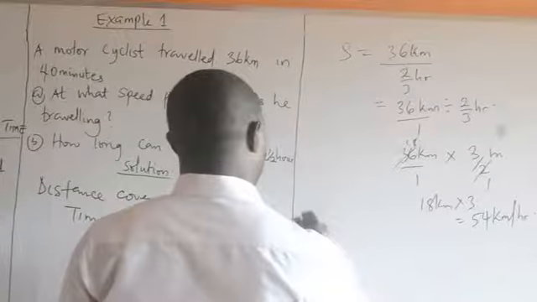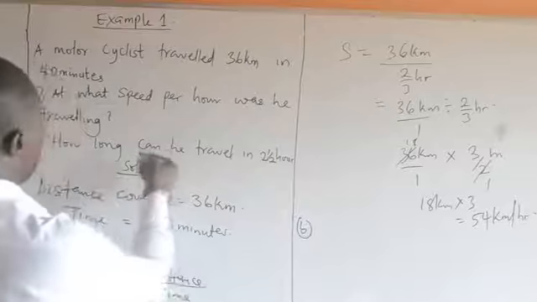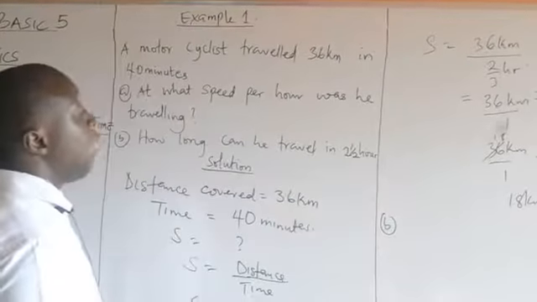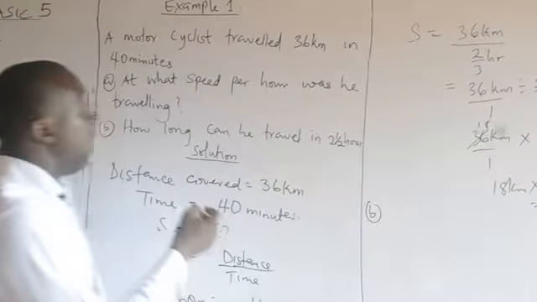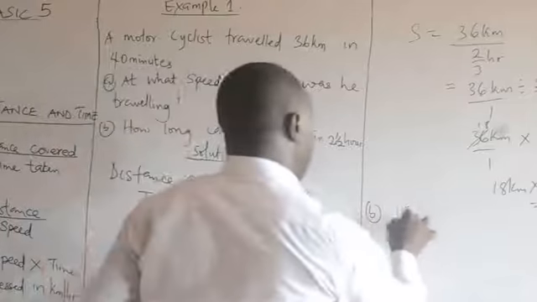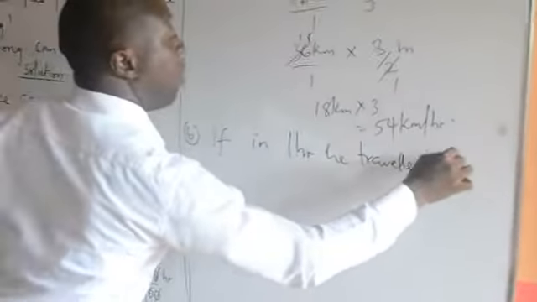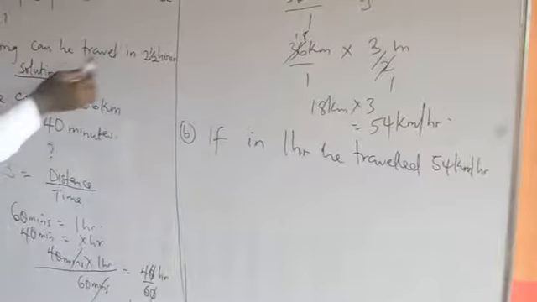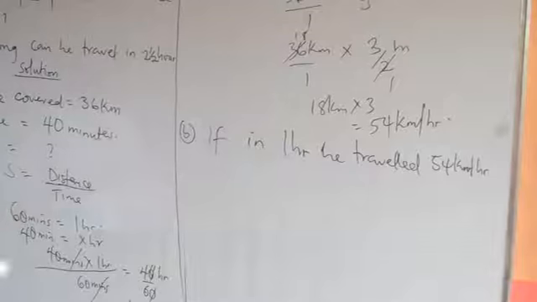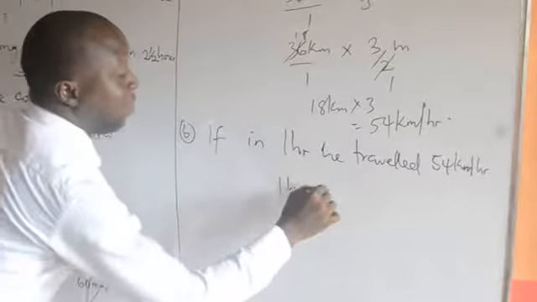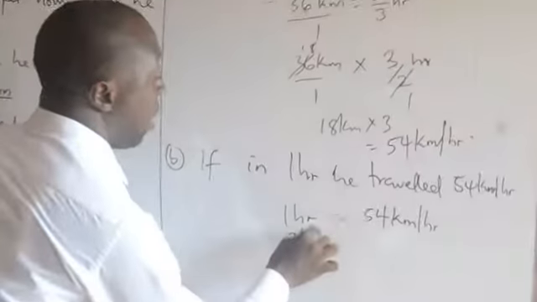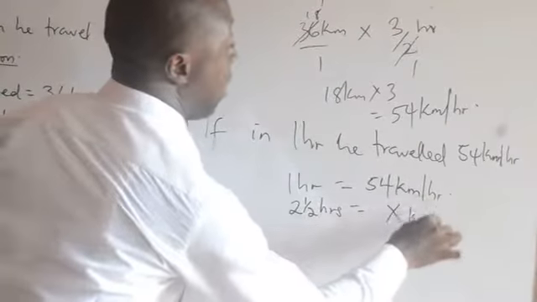For part B, we are asked how long he can travel in 2.5 hours. If in 1 hour he traveled 54 kilometers, then in 2.5 hours, how many kilometers will he travel? So we have 1 hour is equal to 54 kilometers, then in 2.5 hours, you travel x kilometers.